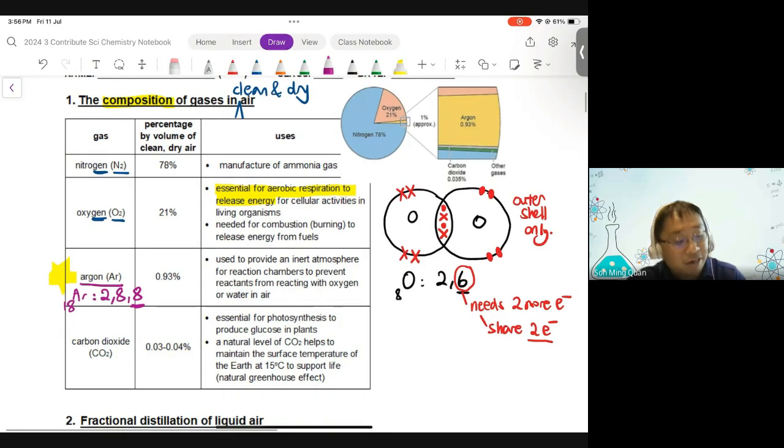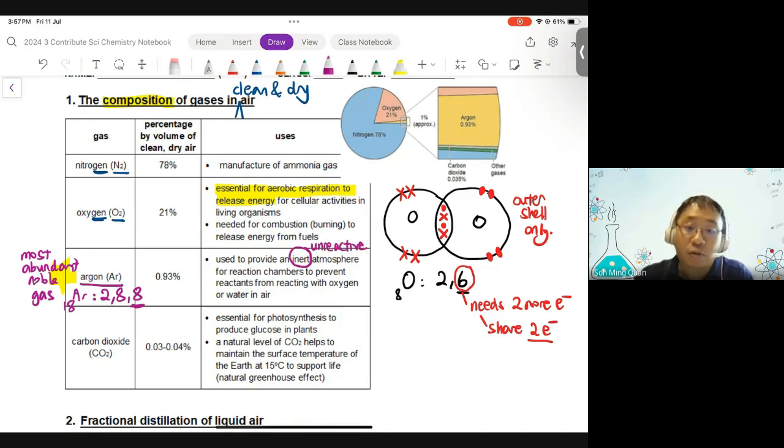So we say that argon is the most abundant noble gas in the atmosphere. Amongst the noble gases in group 18, argon is the most abundant, occupying 0.93% of air. Now, argon being a noble gas with a fully filled outermost shell is very unreactive. Another word for unreactive is inert. So this word over here, inert, means unreactive.